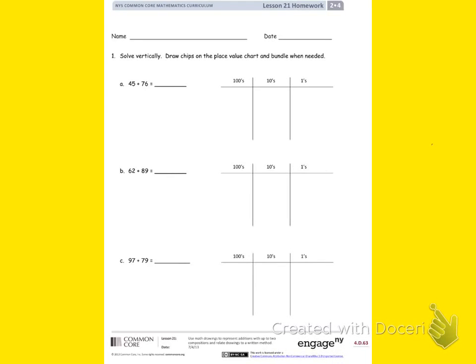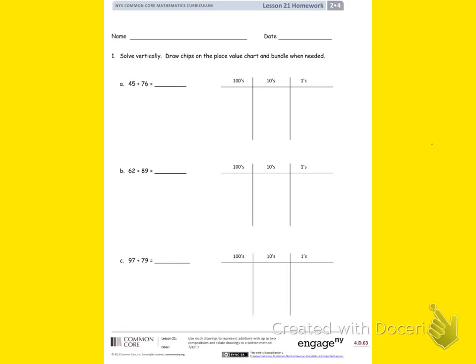Module 4, Lesson 21's objective is to use math drawings to represent additions with up to 2 compositions and relate drawings to a written method. Problem 1 says solve vertically. Draw chips on the place value chart and bundle when needed.